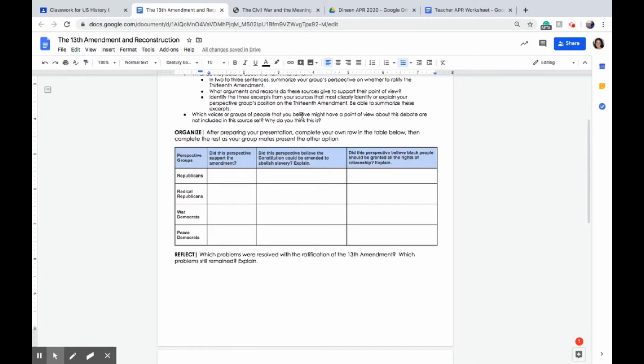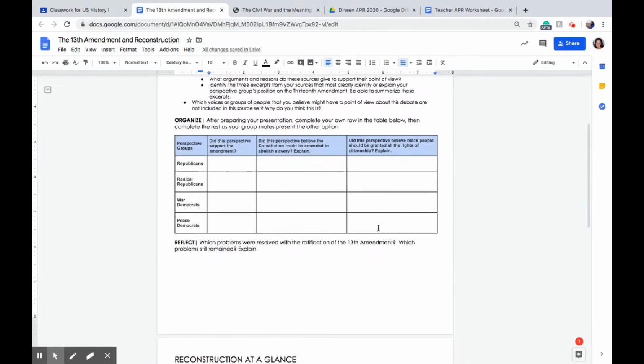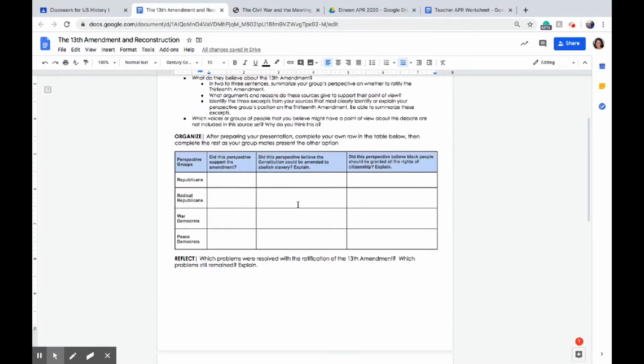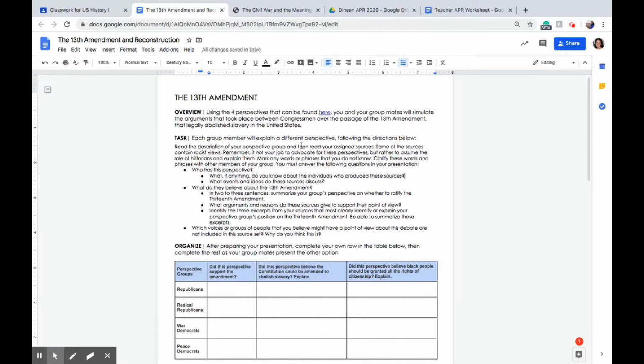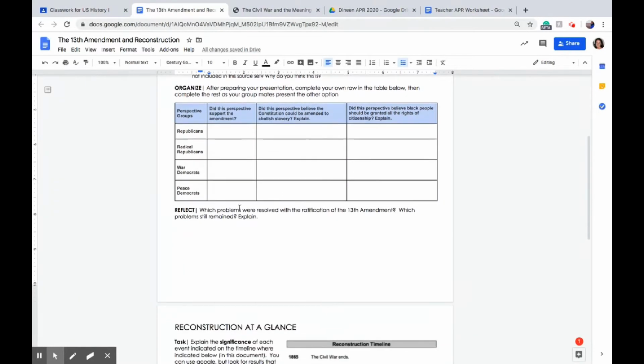When it's time for every group member to present their options, you'll take notes here in the table. So when Republicans present their position, you'll listen and decide whether or not they support the amendment, whether or not they think that the Constitution could be amended to abolish slavery, and whether or not they think that Black people, once slavery is ended, should be granted all the rights of citizenship that other Americans enjoy. After you fill out the table, answer the reflection question at the bottom. So again, that's read your perspective and prepare your presentation, present and complete the table, and answer the reflection question at the bottom.